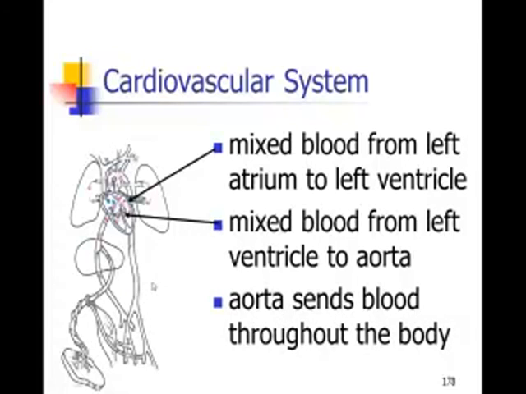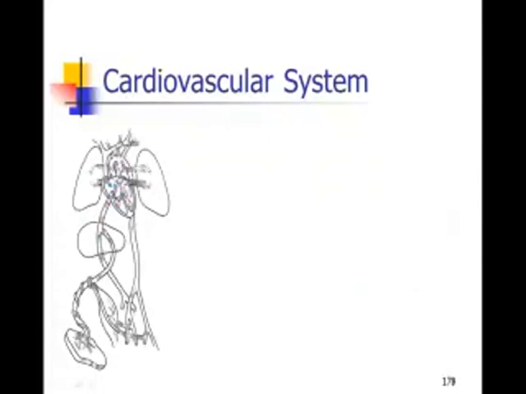Now you noticed I used the color purple for mixed blood in the pulmonary circulation as it comes back to the left atrium. In fact, some oxygen is used up by the lung tissue because the lung tissue is alive and it's growing, but not large amounts. So only some of that oxygen gets used up.